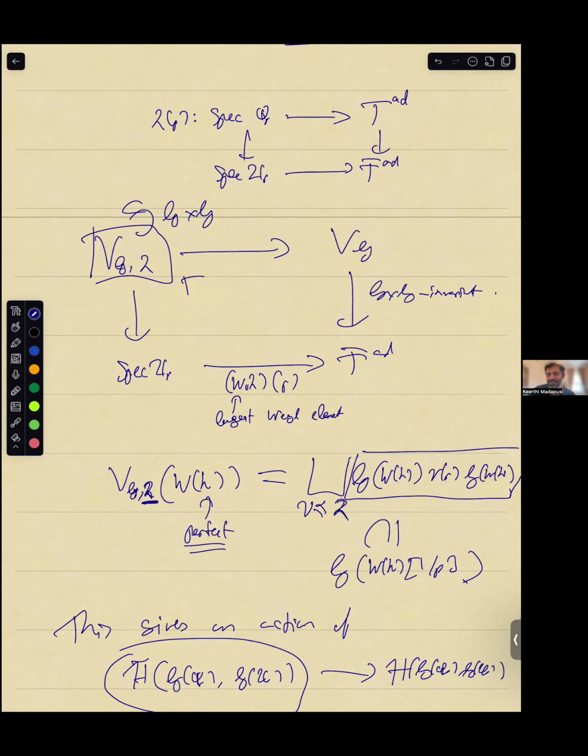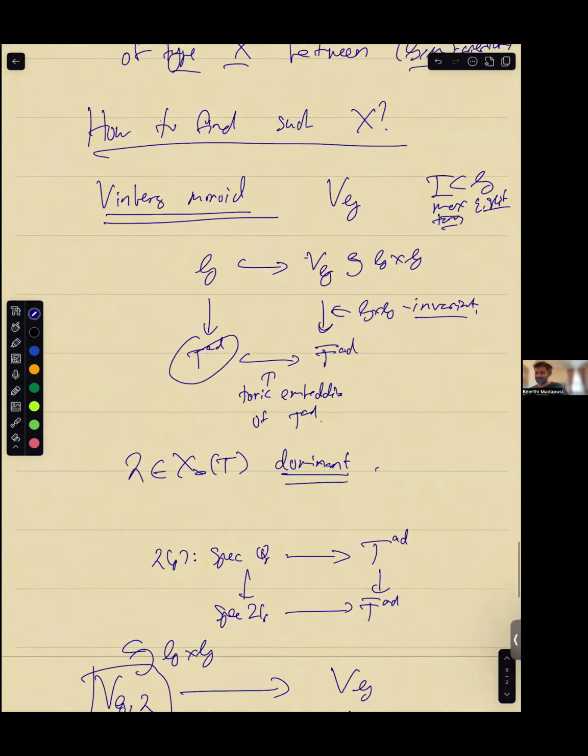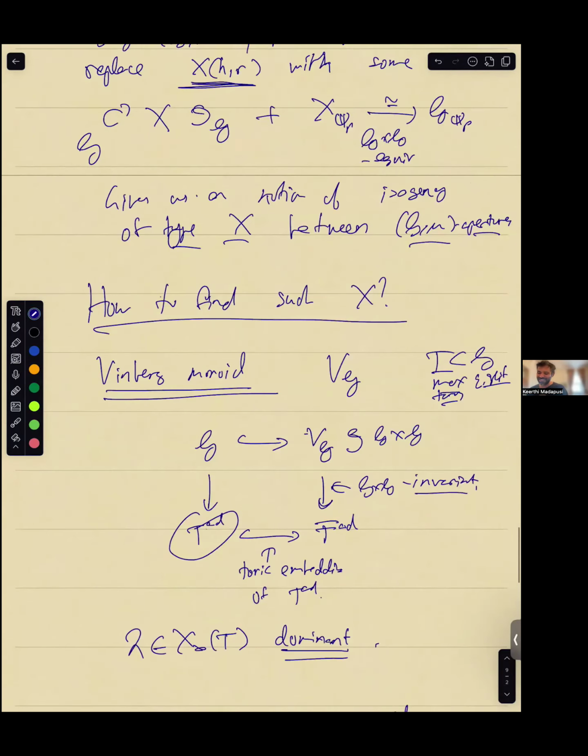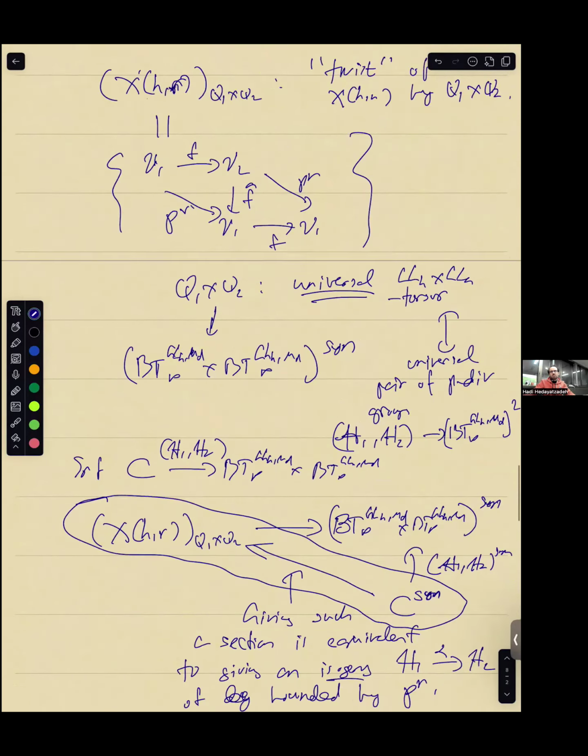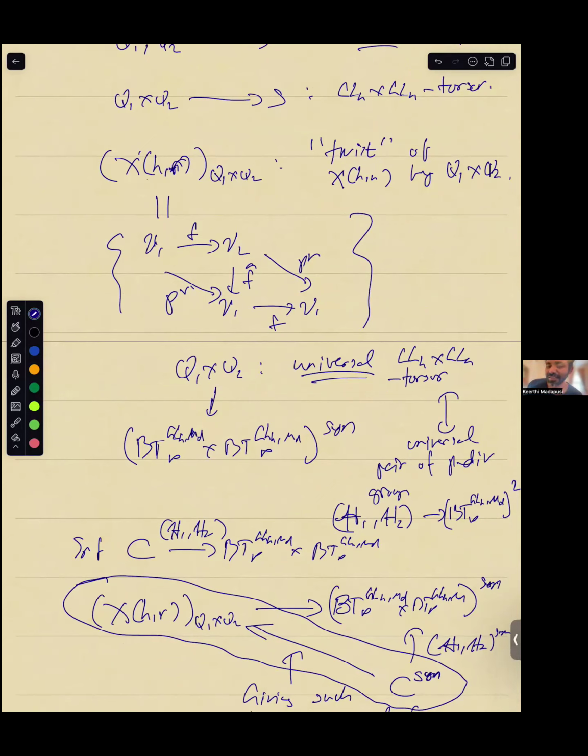Okay. Another question, maybe this is technical: where do you need mu to be minuscule? Well, you can define all of these things without assuming anything about mu, but you need mu to be minuscule to get representable objects. So you need some deformation theory? Yes.